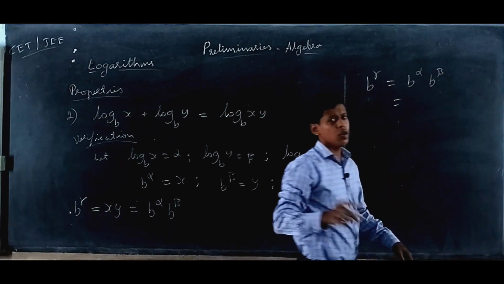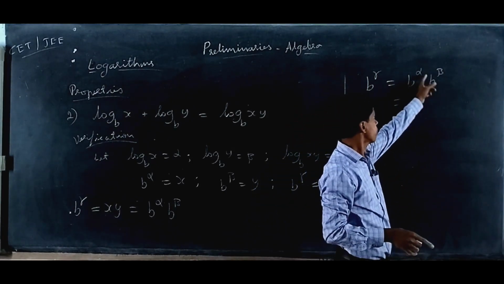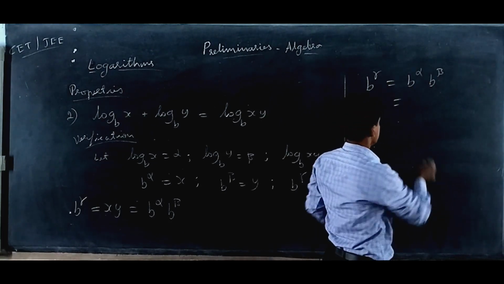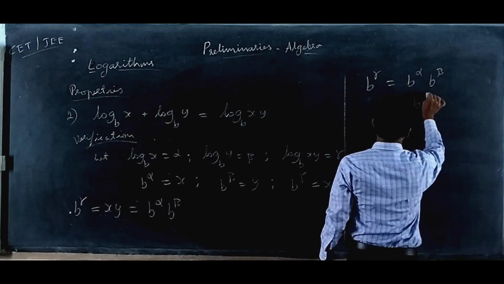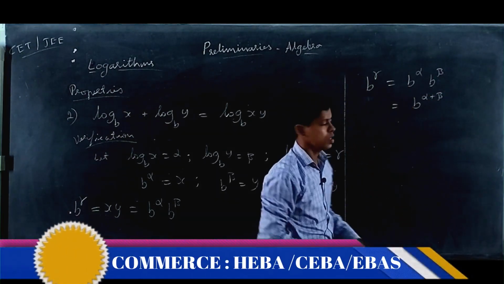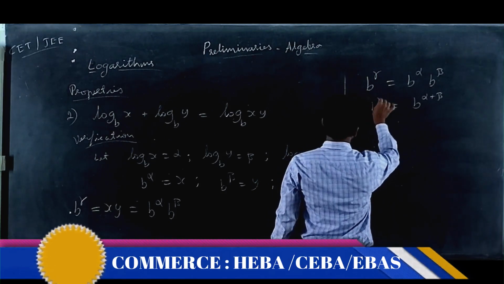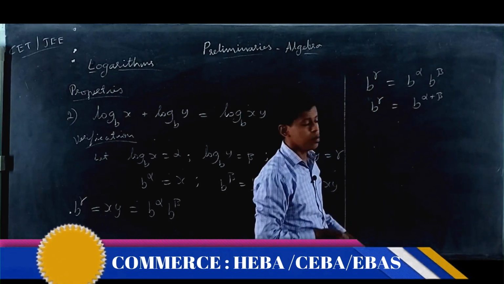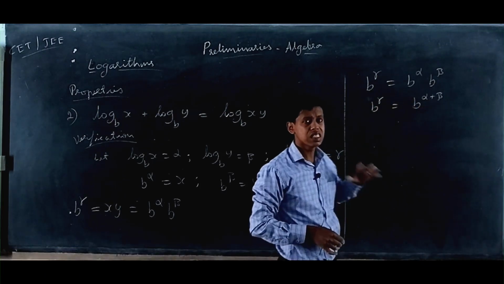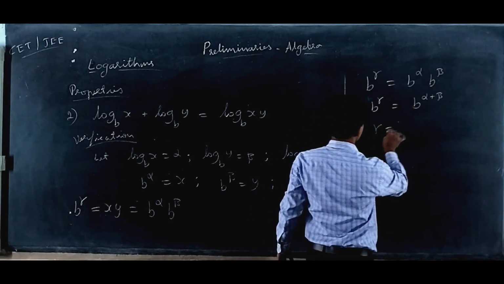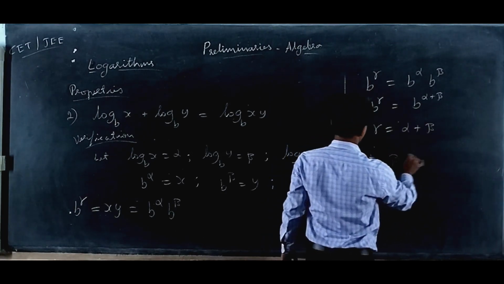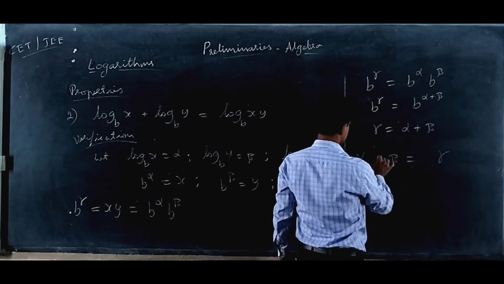You know the property of indices: if the bases are the same and they are multiplied, the powers will be added, correct? So now powers will be added here because the bases are the same and they are multiplied. Now this is b to the power gamma. So if the bases are equal, then the powers, the indices, also must be equal. So gamma is equal to alpha plus beta. If I write this in proper order, alpha plus beta is equal to gamma.